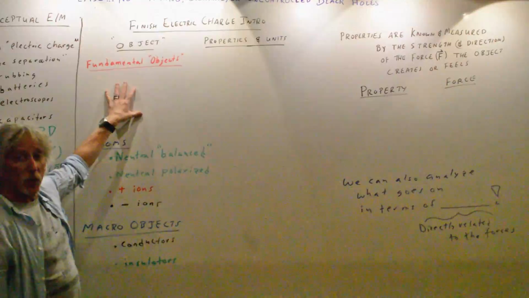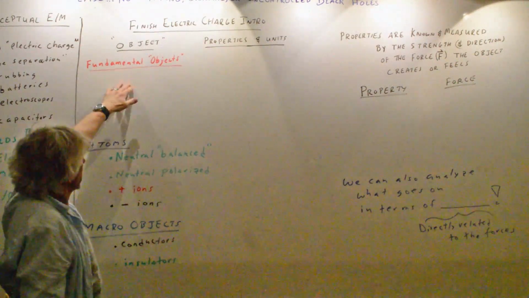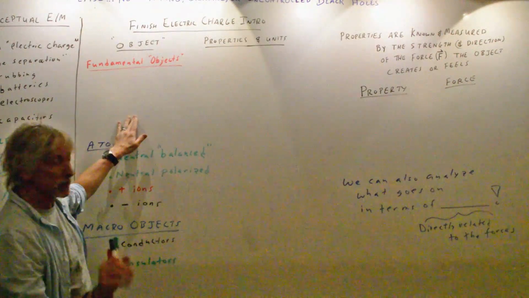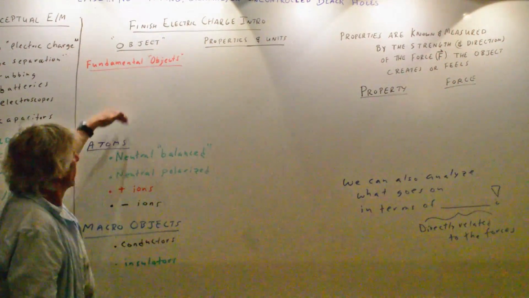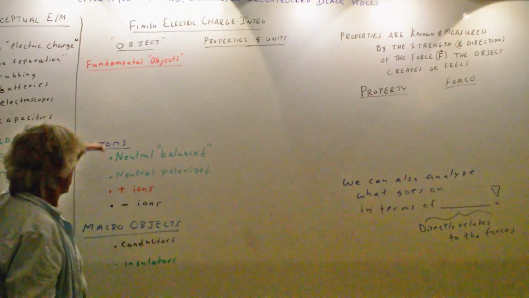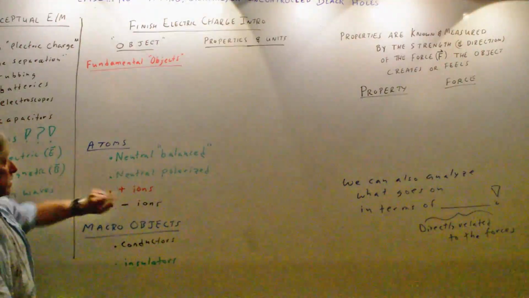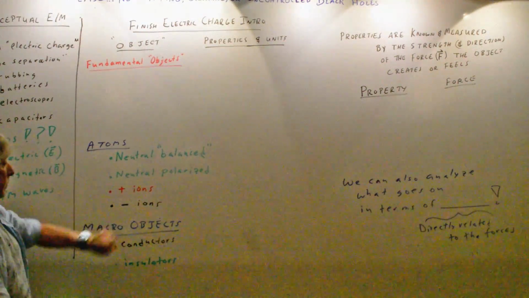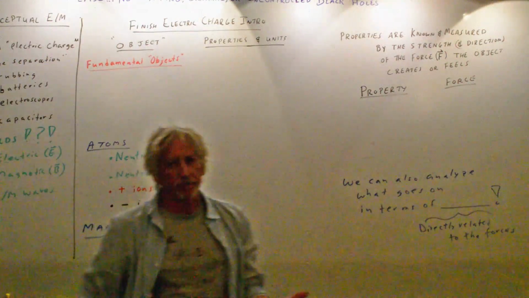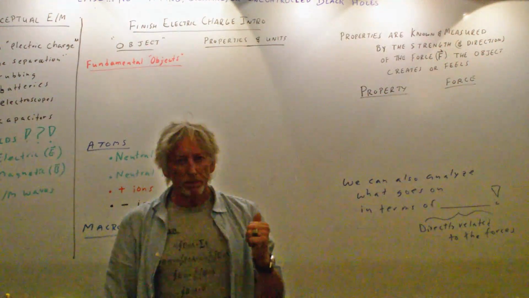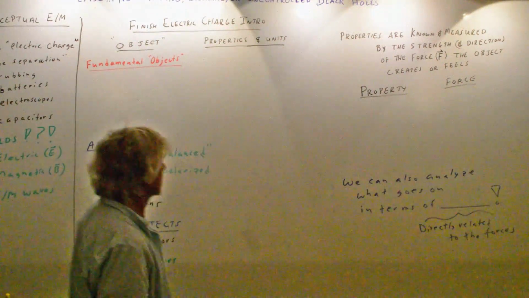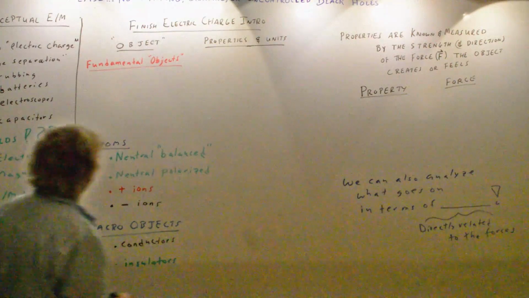So what I'd like you to do is pause and make a list of fundamental objects, sometimes called fundamental particles. I have no issue with that language. But fundamental objects, and what properties do they have? Atoms, neutral, balanced, neutral, polarized, positive ion, negative ion, microscopic. So pause for a moment and see what you can say about these things. Okay, good. So the more you scratch your head and process this, the better. I'm going to be giving you some puzzles to do this with too.